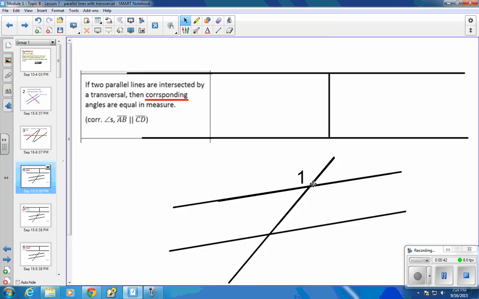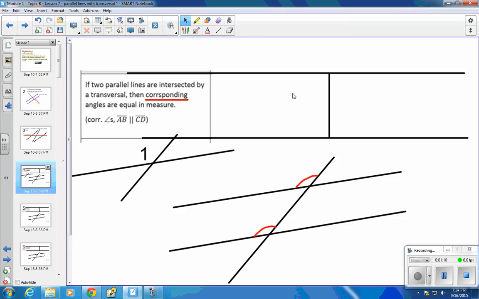So corresponding, if I take this one and I slide it right down on top of here, it lands on this other angle. And so this angle up here that I'm calling 1, let me mark it so you can see it, this angle right there, is the same measure and corresponds to this angle down here when I slide that down. Okay, so there's a picture of my corresponding angles.